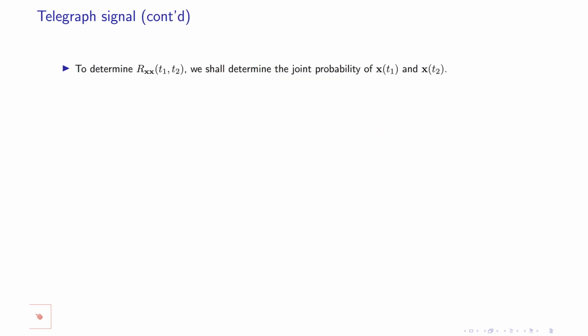So for the telegraph signal, we have calculated the mean of x of t, which is mu xt. So the first order moment. We want to calculate the second order moment. So we want to calculate this one. Obviously, this is equal to the mean of x at time t1, x of t1, and x at time t2, x of t2.